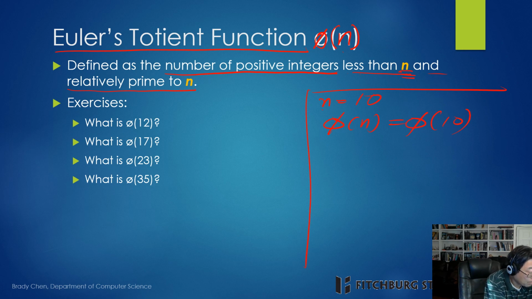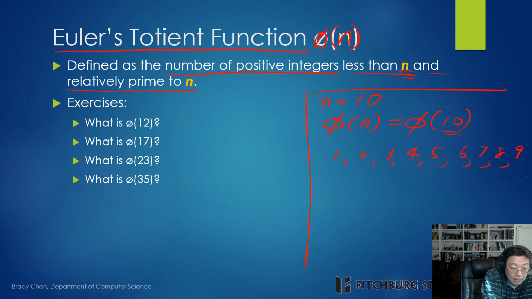Which positive numbers are less than n? N is 10. So the numbers that are less than n are 1, 2, 3, 4, 5, 6, 7, 8, 9, right? So these numbers are less than 10. Now, Euler's totient function is defined as the number of positive integers, 1 to 9, less than 10, and relatively prime to n, to 10.